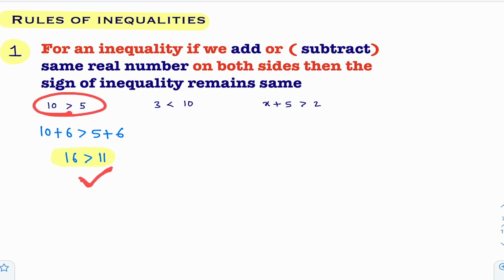See, I took one true inequality. You need to take an inequality between two real numbers, I am saying. For an inequality, if we add the same real number on both sides, the inequality sign remains the same.